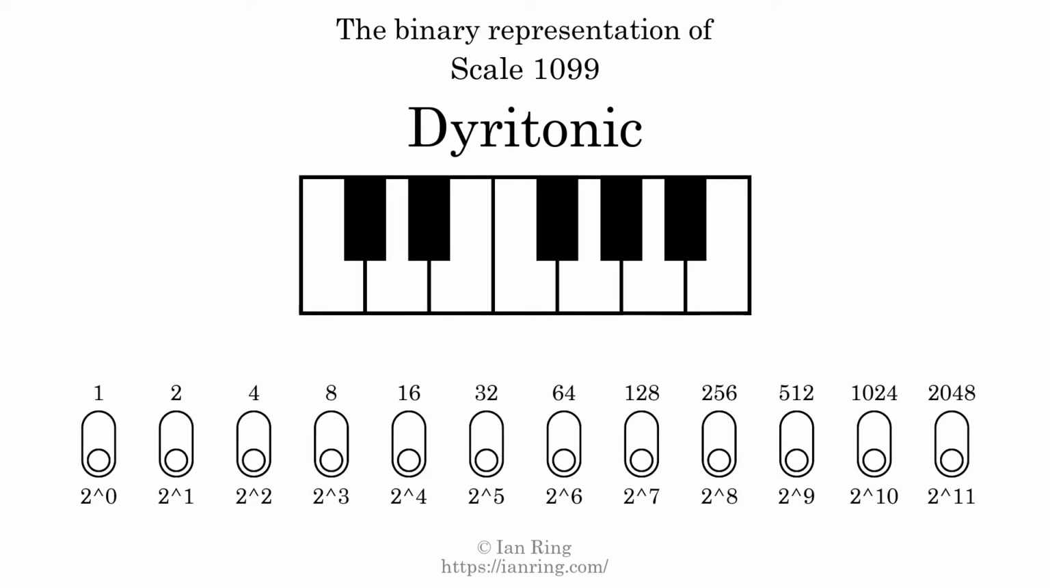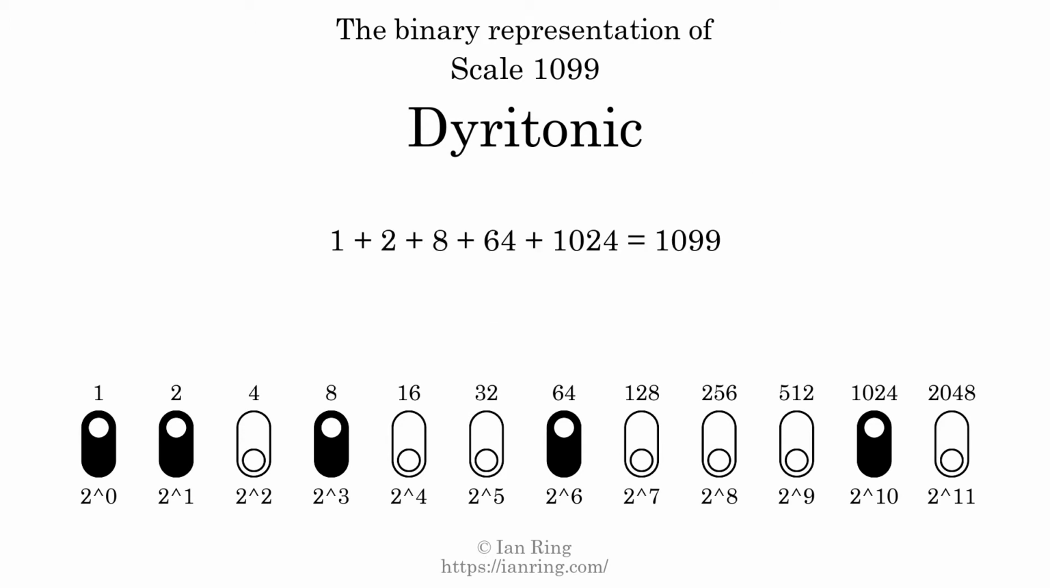The binary representation of this scale is determined by mapping tones of the scale to binary digits. Each binary digit represents a power of 2. To get the scale number, we add the powers of 2 together. The powers of 2 that are present in the scale, all added together, equals 1099. That is why the scale number, in decimal, is 1099.